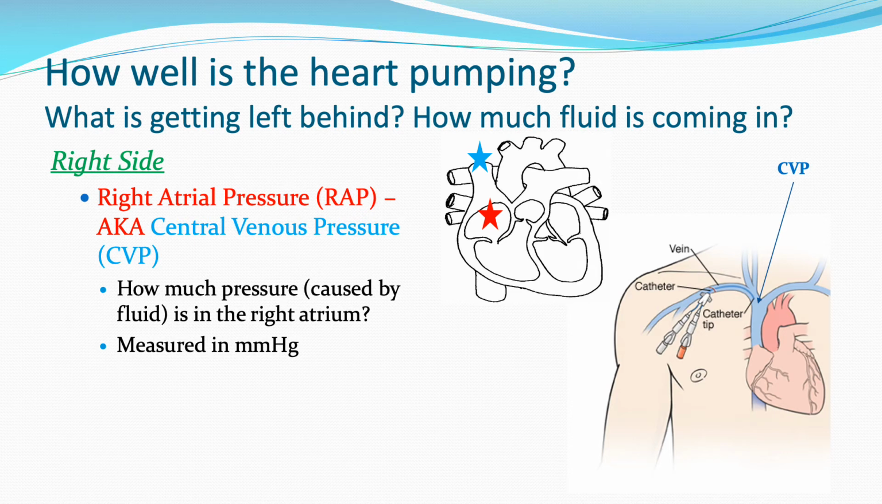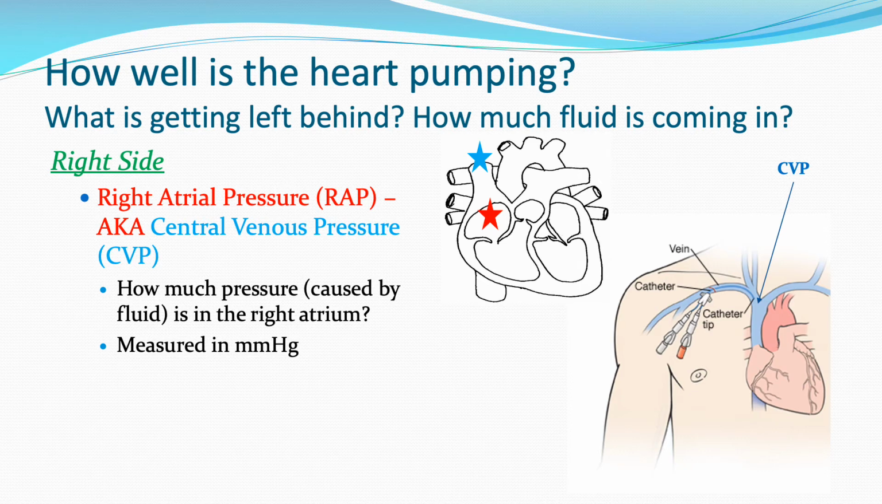Remember, central lines are called central because they're very close to the center. They have access to the vena cava. We call the pressure in that area central venous pressure, or CVP, and we can use it to very closely estimate the amount of pressure in the right atrium. Now, why is the CVP so similar to the RAP, or right atrial pressure?